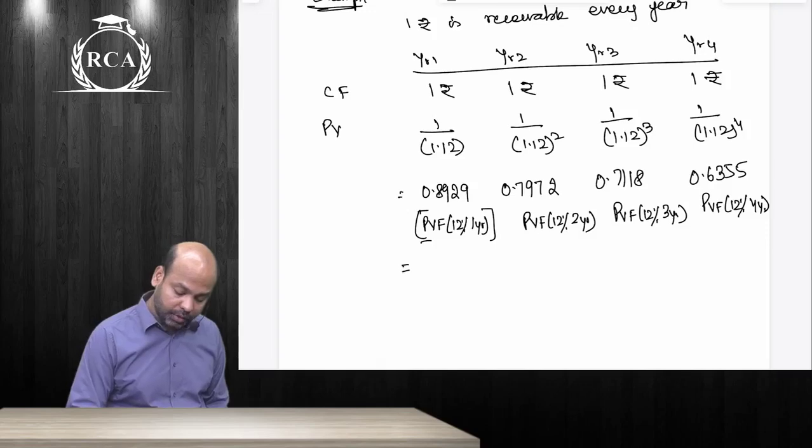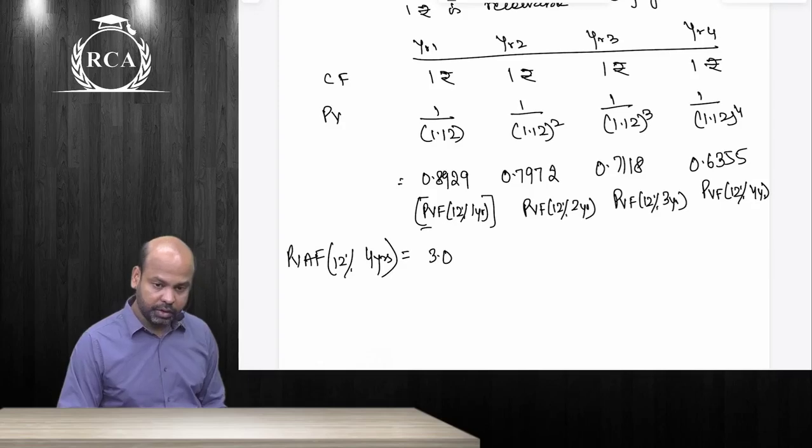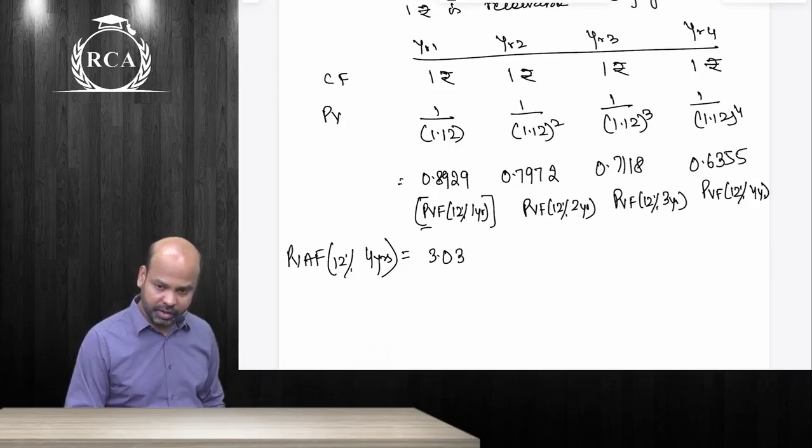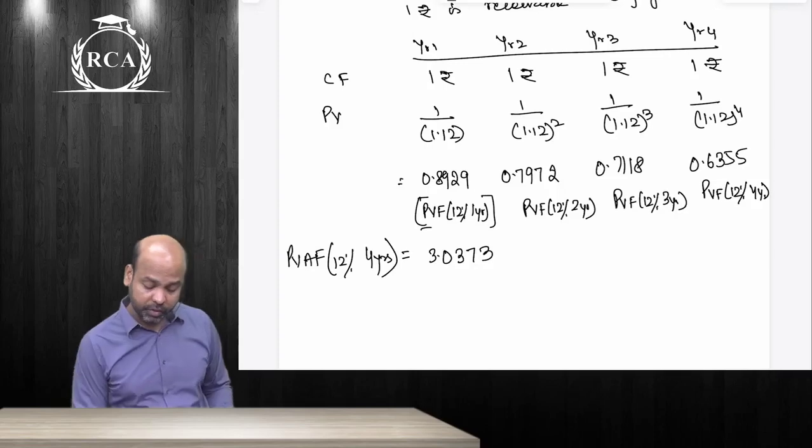You add all of them, beta, you are going to get your present value annuity factor at 12% for 4 years. How much is that, beta? 3.0373. 3.0373 will become your present value annuity factor, beta, for a span of 4 years.